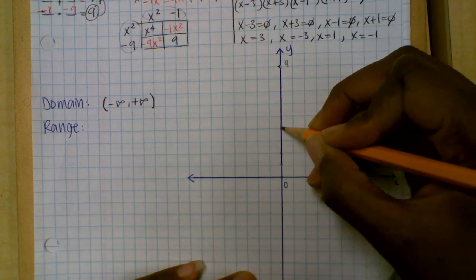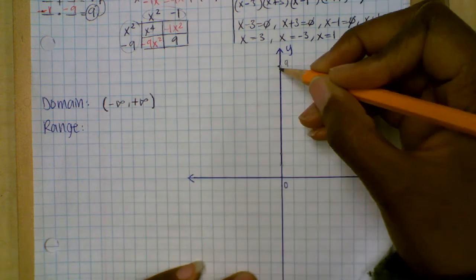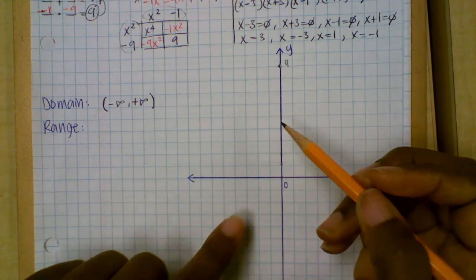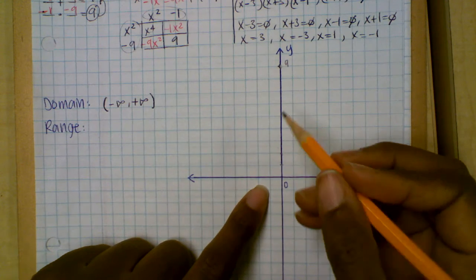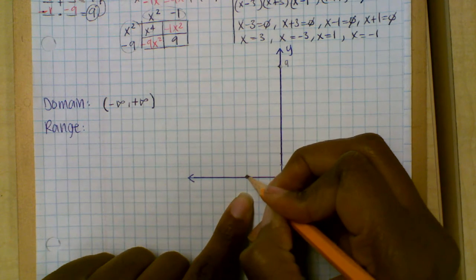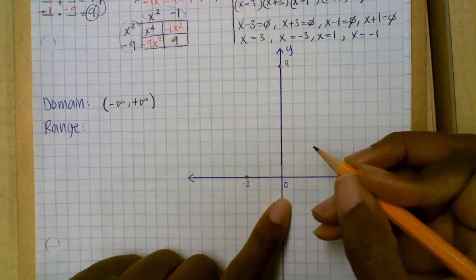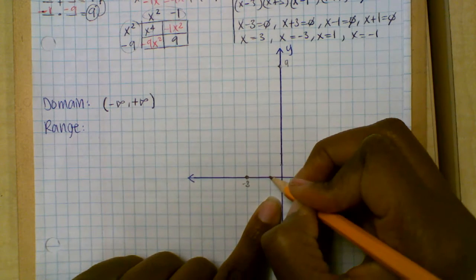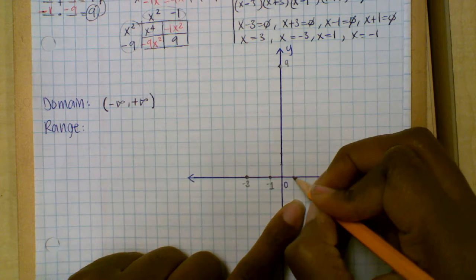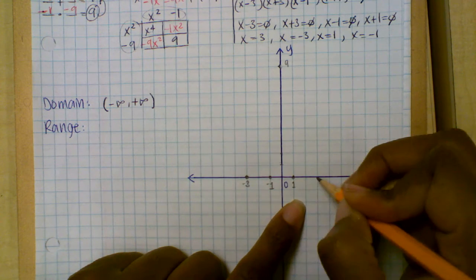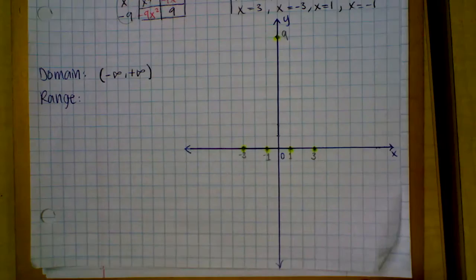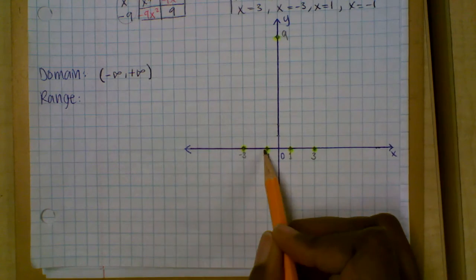So 2, 4, 6, 8, 9. Okay, so the y-intercept is at (0, 9). And then you have the x-intercepts: -3 is right here, and then you have -1 right here, and then you have 1, and then +3. Okay. So now we know both are the zeros.